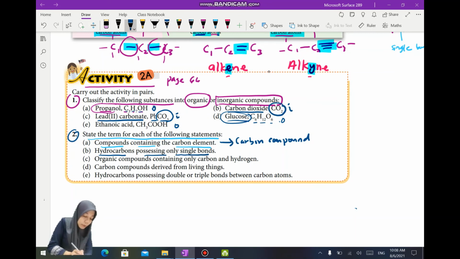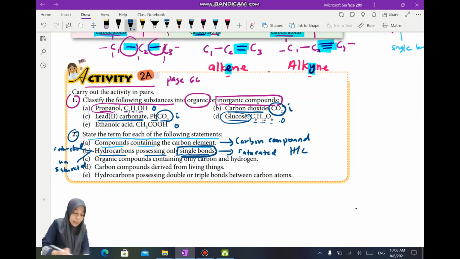Ingat balik, hydrocarbon terbahagi kepada dua. Apa tu? Saturated dan juga unsaturated. Saturated and unsaturated hydrocarbon. Dia possessing only single bond. Kalau single bond apa dia? Saturated hydrocarbon.